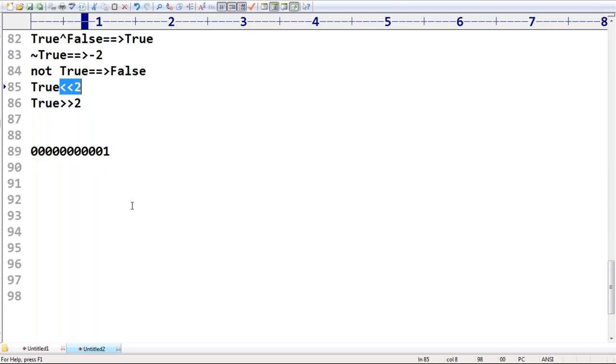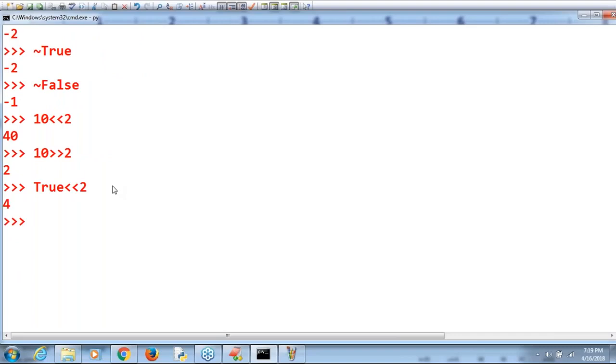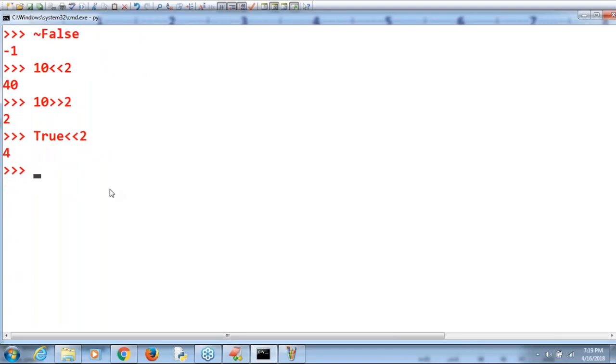So true left shift 2, the output by default we are going to get is 4.